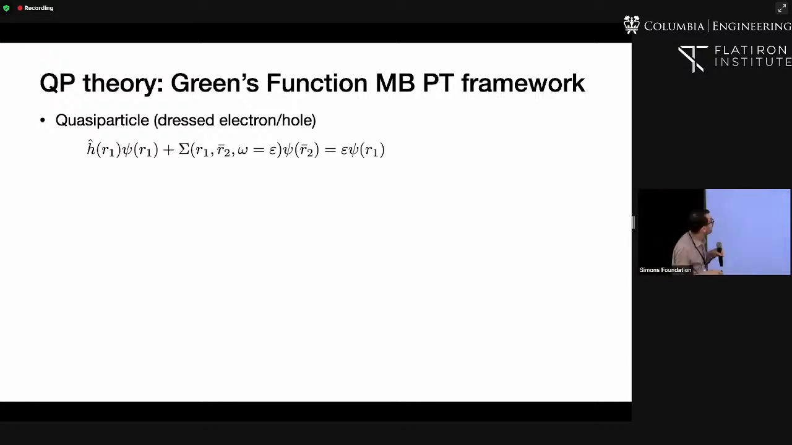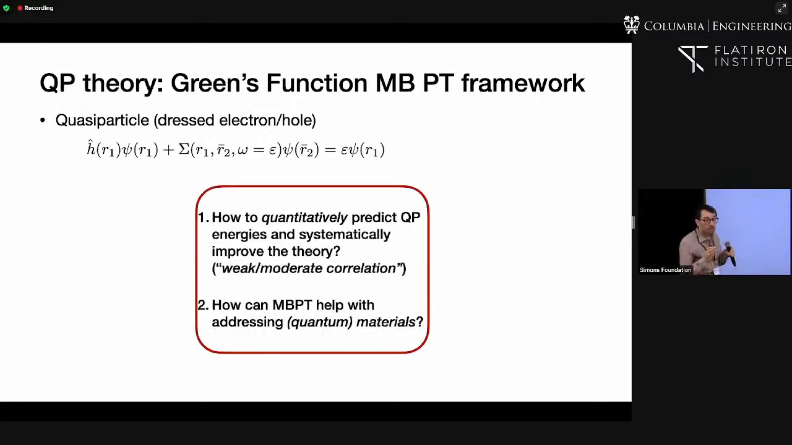Today I would like to talk a bit about how to quantitatively predict the quasi-particle energies and how to improve the methodologies that allow us to essentially derive the expressions for the self-energy in the limit of what we call weak and moderate correlations. And a word of caution, weak and moderate correlations do not mean that there are essentially no interactions. We'll see that there are many interesting effects happening. But also, once we know how to do that, maybe better, then we can also ask the question how this can help us to understand better something about quantum materials.